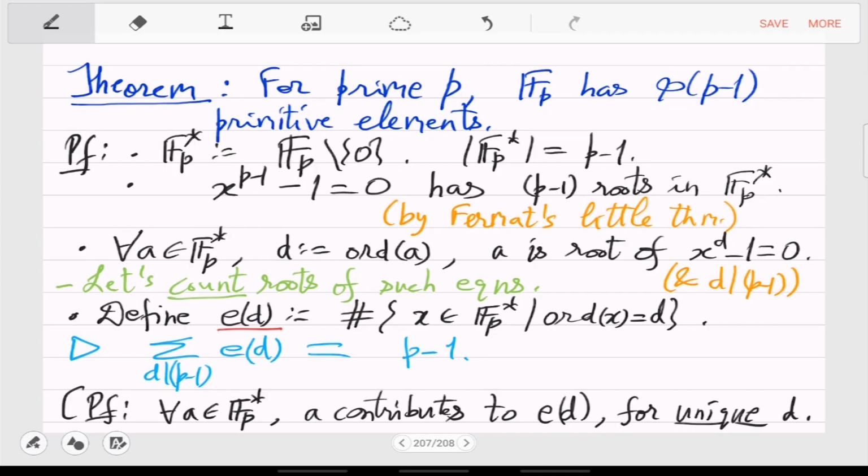So every element is counted exactly once, hence you have left hand side equal to p minus 1. That's the number of A's, right? These are all the elements. Is that clear? So that's the first property that you get by counting.